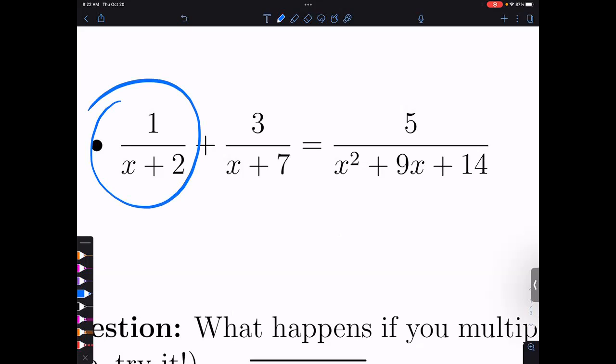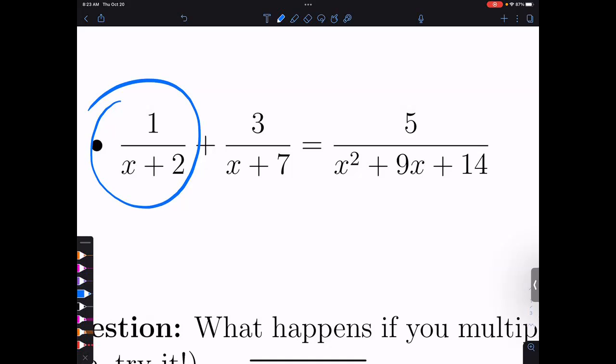If I just looked at this piece all by itself, what's one thing we could say right away about that, just at a glance? What's one of the really big things that I keep coming back to and writing in scary red letters? X can't be -2, because if x is -2, you've got 1 over 0, that's a problem. Okay, so x can't be -2. It also can't be -7 because of this.